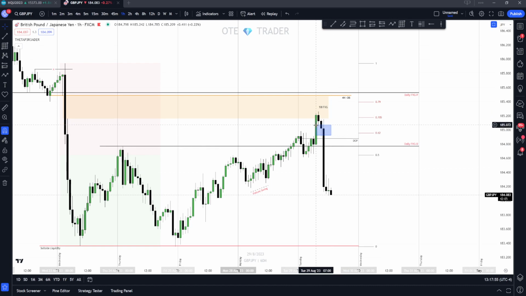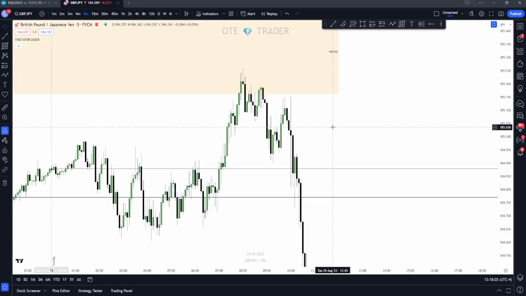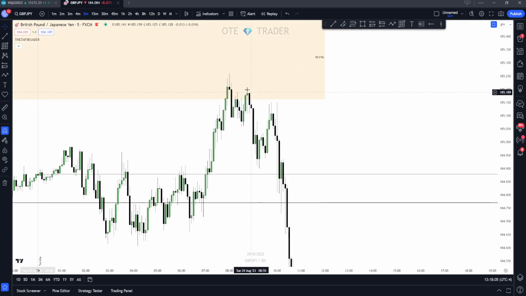Now the Judas happened over here into that 1 hour fair value gap. Once we hit that 1 hour fair value gap, it was on live stream, we started to tape read this because I wanted to wait for structure to form and give me an entry. So we got over here, this is the 1 hour fair value gap, right?